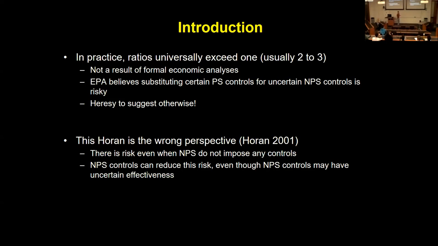The problem is there's risk even when non-point sources don't impose any controls. This is all created by stochastic weather events. If I do nothing on my farm, there's a whole lot of variability in the weather that's driving runoff off my farm, and I've got a lot of variation in that runoff. That runoff is causing damages already. So that risk, the costly risk, is already out there. By doing nothing, we leave the risk in the system.